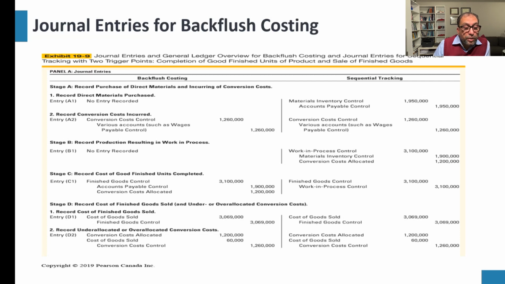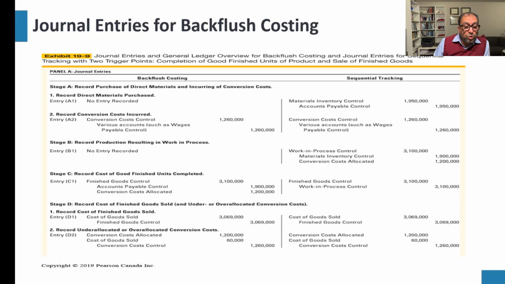Production resulting in work in process: no entry in backflush costing, but work in process control debit, material inventory credit, as well as conversion cost allocated credit. Record cost of goods sold, finished units completed: finished goods control debit, accounts payable or conversion cost allocated credit. On the other hand, in sequential, it's finished goods control debit and work in process credit.